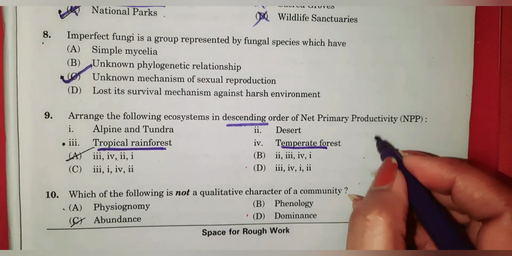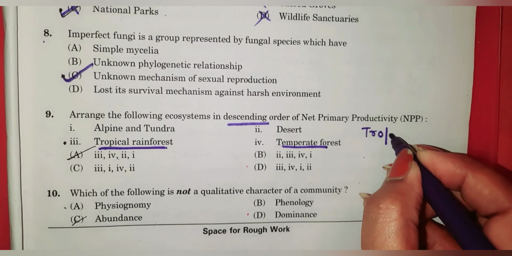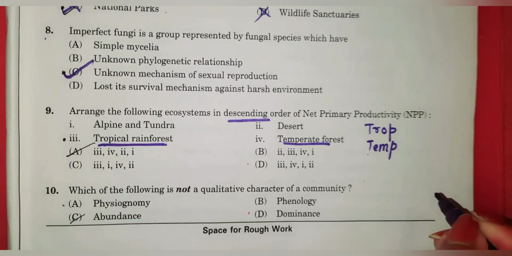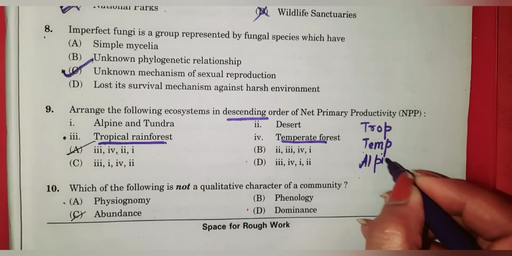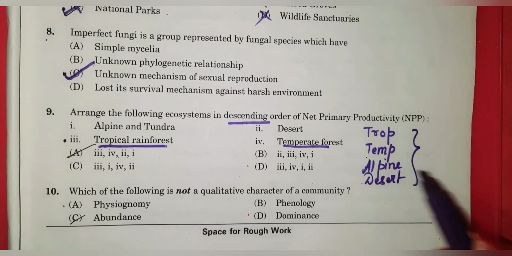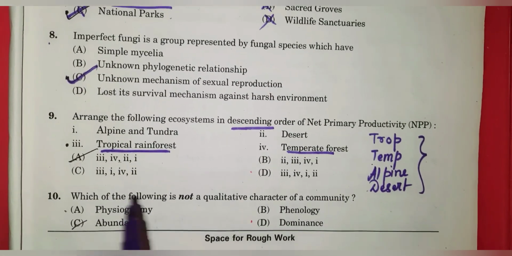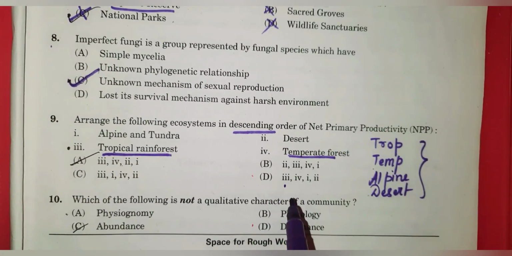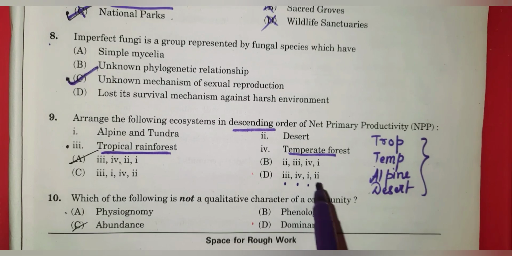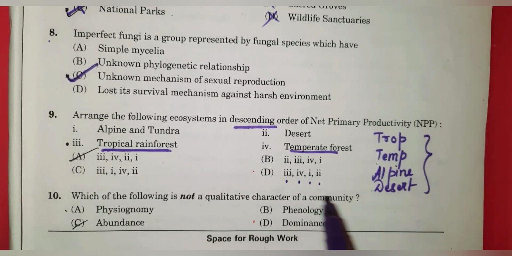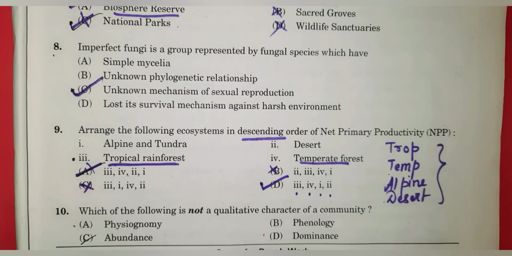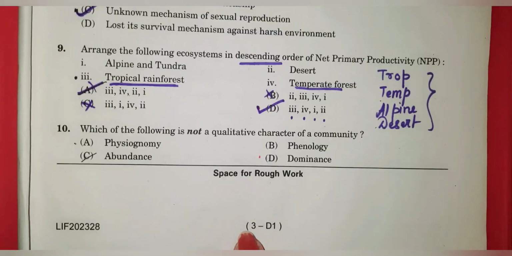temperate. Okay, so first is tropical, next is temperate, third comes alpine, and fourth is desert. Okay, now we'll have to see which option gives us this order. So third comes first, third is tropical, fourth is temperate, first is then alpine here, and second is desert here. So D is our correct answer. These are all wrong.